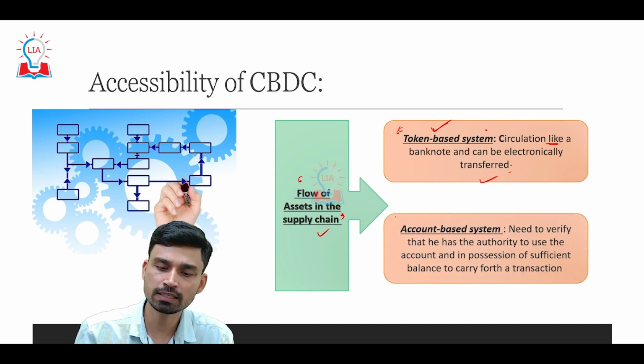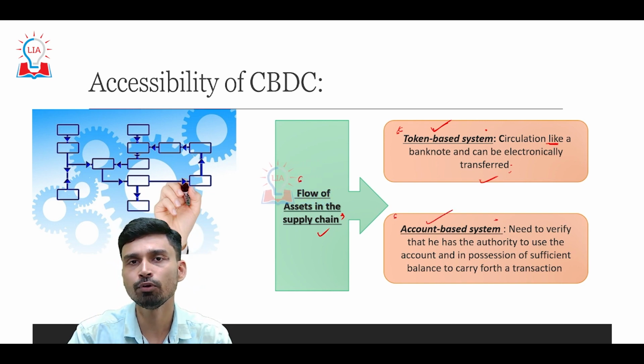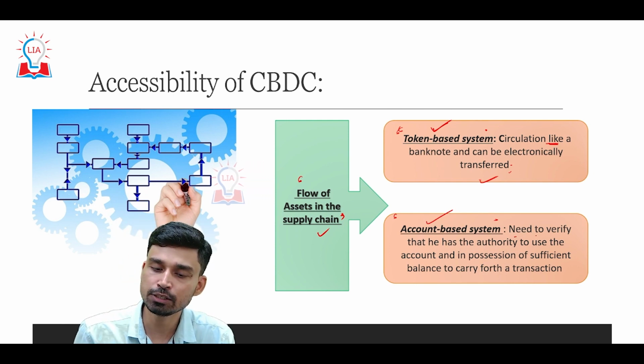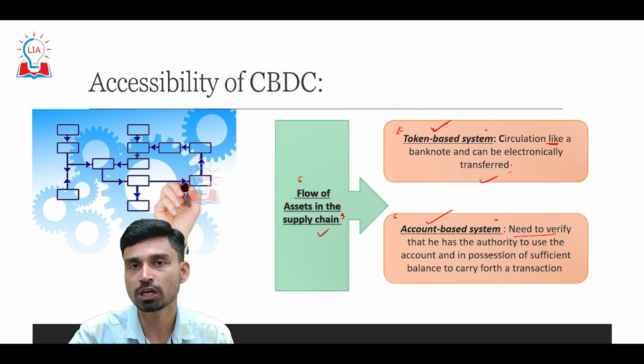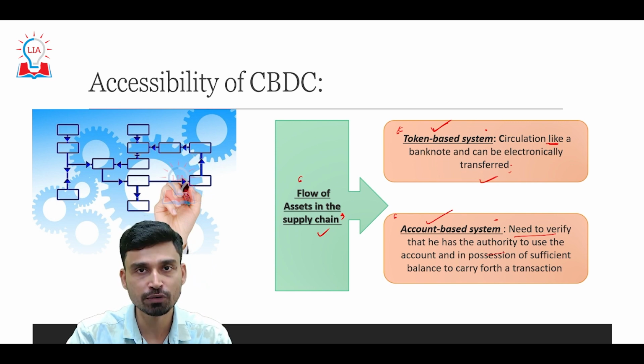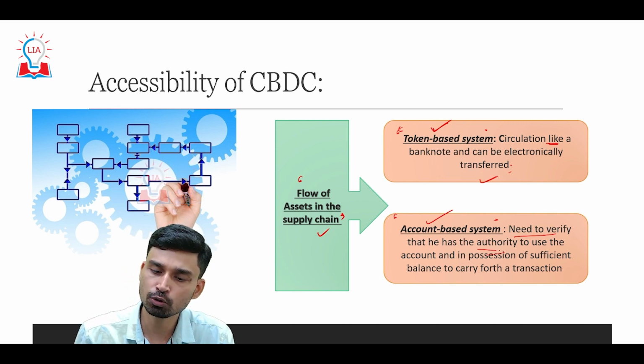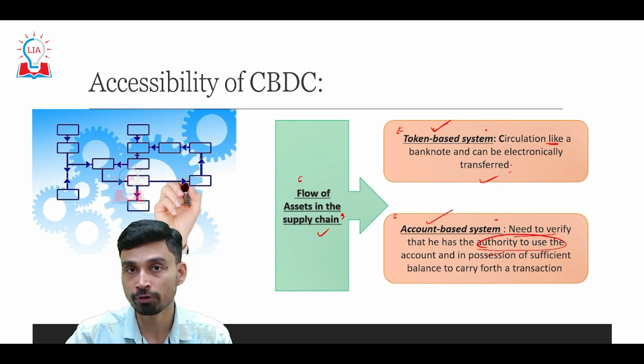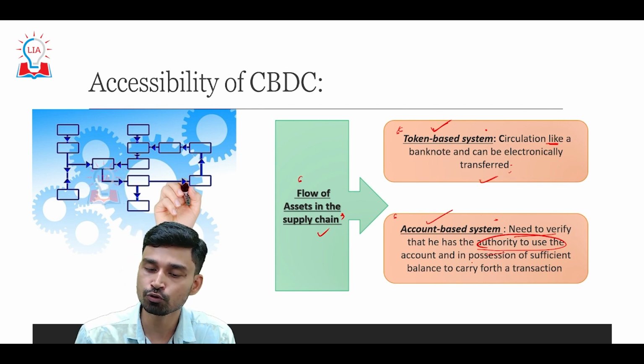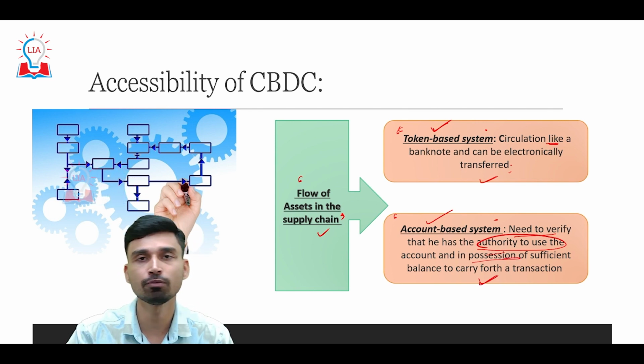The other kind of system, based on the flow of asset, is the account-based system, which will be mainly helpful and used in the CBDC wholesale. Here there is a need to verify that the person who is transferring or taking part in the exchange of digital rupee has the authority to use the account, and also that he is in actual possession of sufficient balance to carry out a transaction.